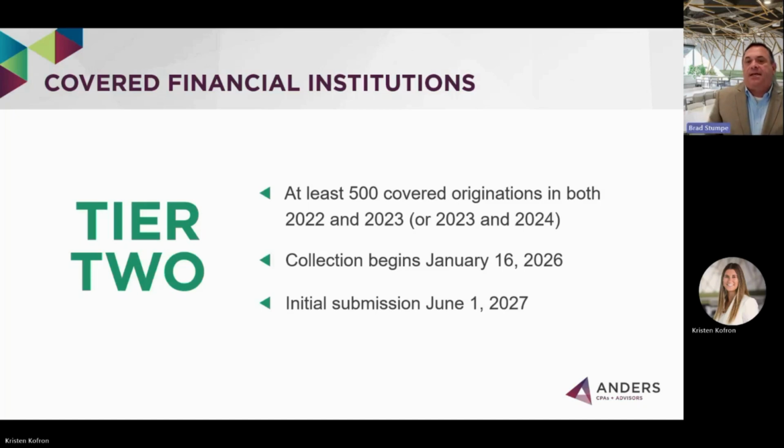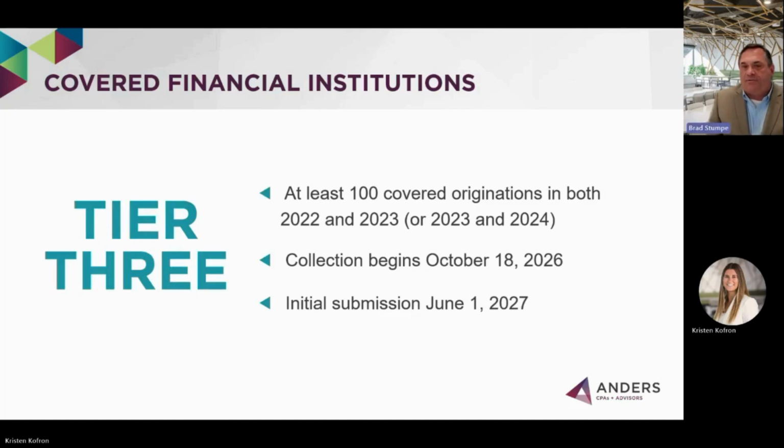Along those same lines, you may recall that one of the options to determine your number of annual originations was to annualize fourth quarter 2023 originations and apply that number to both 22 and 23. With the extended compliance dates, you now have the option to annualize fourth quarter 2024 originations and then apply that number to both 23 and 24.